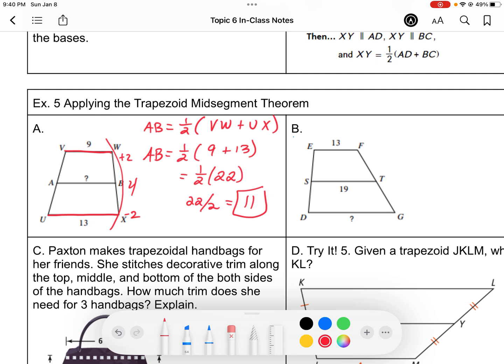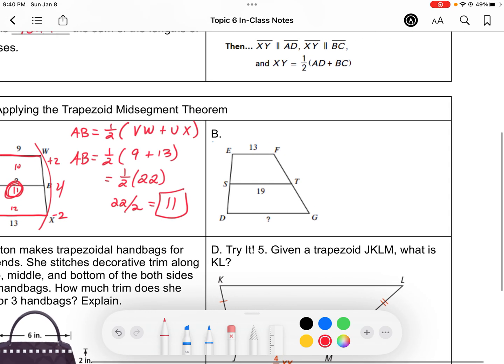If I take 9 and I add 2, I get 11. 9, 10, 11. If I go backwards that same amount, 13 minus 2, minus 1 is 12, minus 2 gets me to 11 again. All right, so there's another way you could do that just by counting.